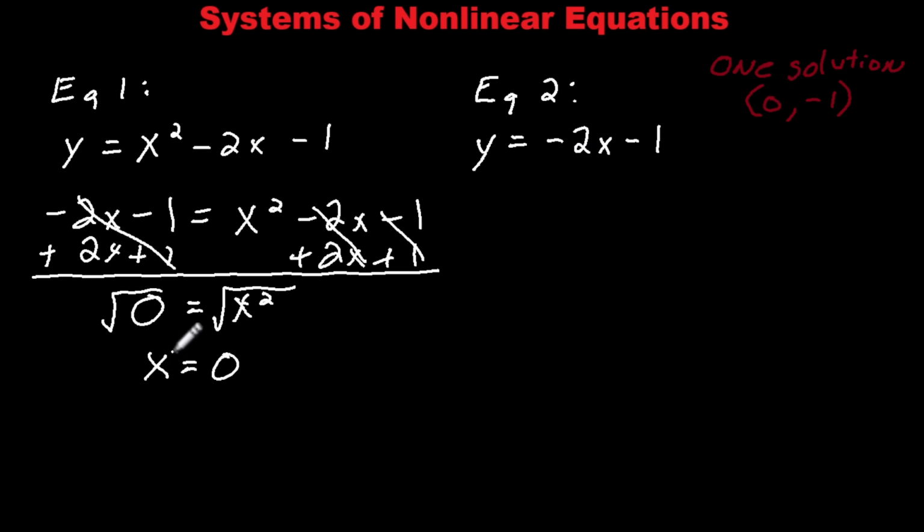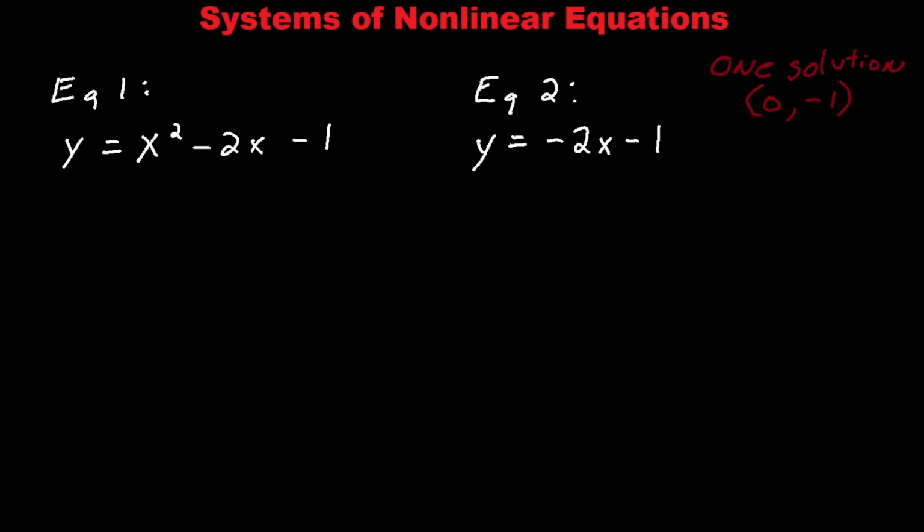Now I'm going to take the x equals 0 and plug it into this equation over here. Once I have the 0 substituted for x, minus 2 times 0 is 0, so y equals minus 1. And that confirms our one solution that we got from graphing. And if you recall from systems of linear equations, the third type of solution that we can find is through elimination.